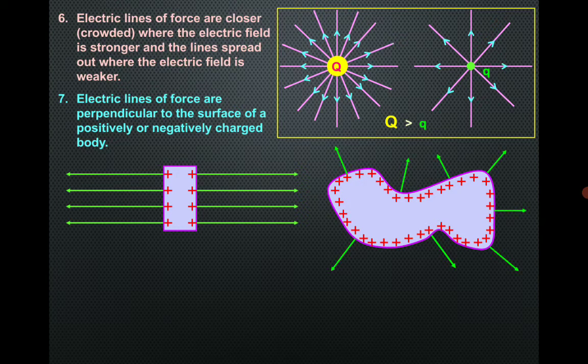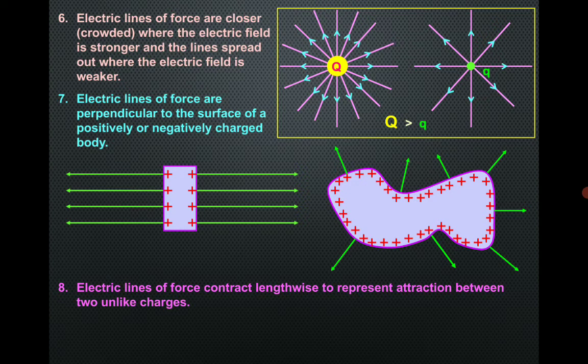You can see this perpendicular, always perpendicular. On the curved surface, if you want to check the perpendicular, draw the tangent at that point, then the electric field line will be perpendicular to that tangent. Next, electric lines of force contract lengthwise to represent attraction between two unlike charges, as we have seen in the previous slides.